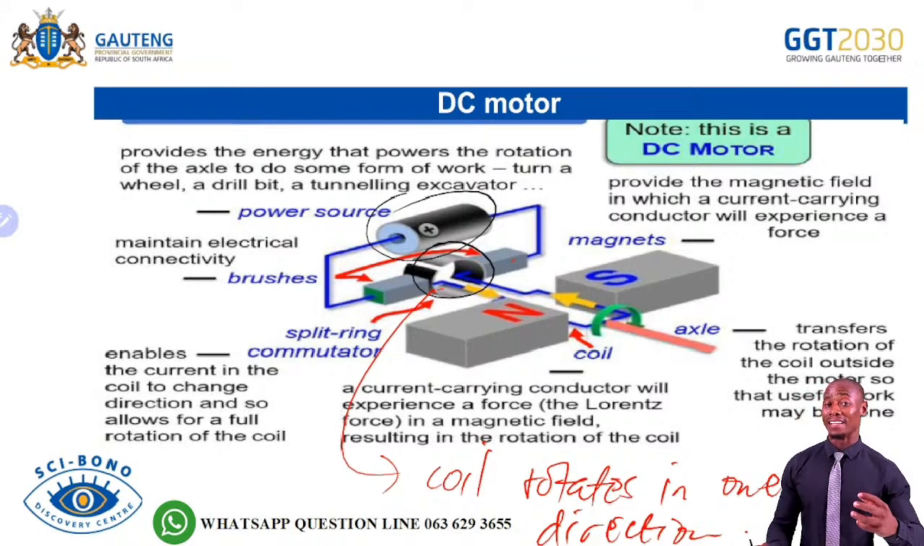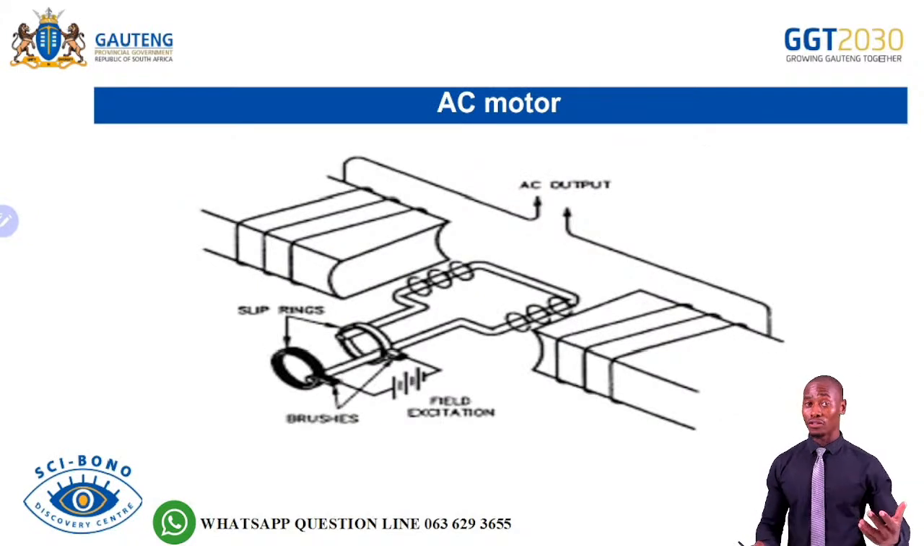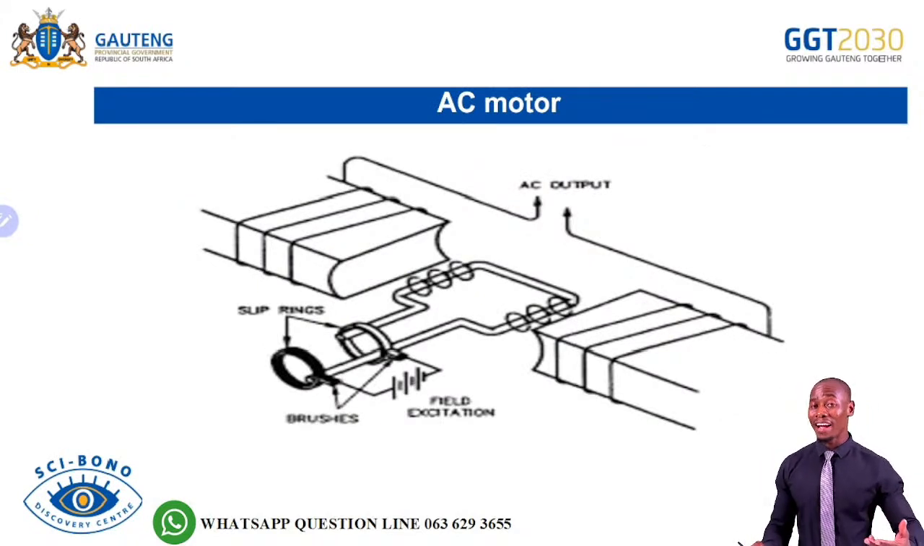Then please, learners, a split ring commutator ensures that the coil rotates in one direction when it comes to motors. So motors is about rotation, and the coil will either rotate clockwise or anti-clockwise. To find that, we use Fleming's left-hand rule.